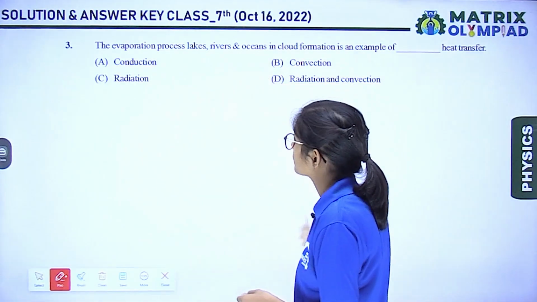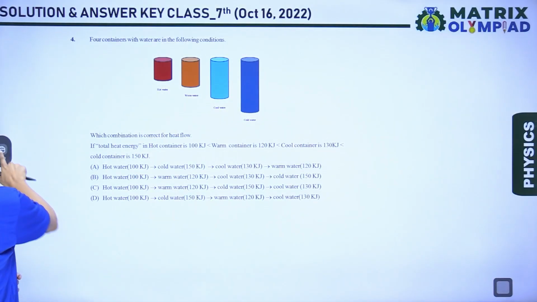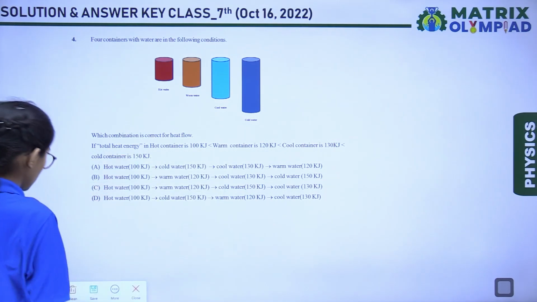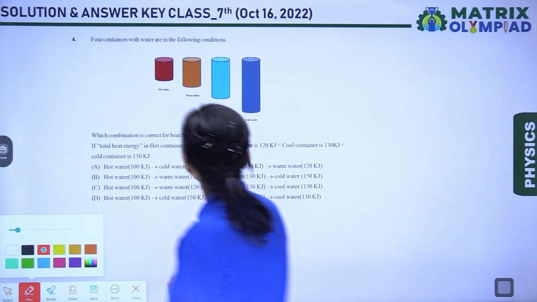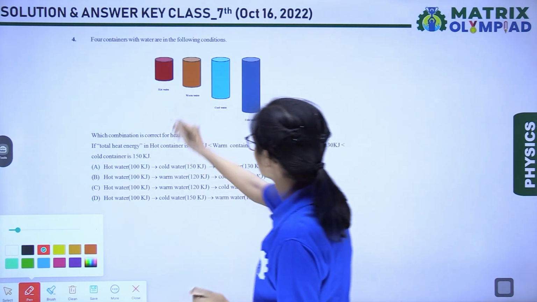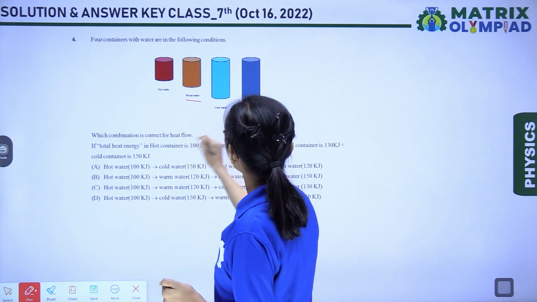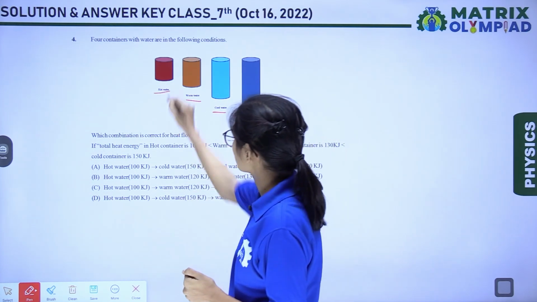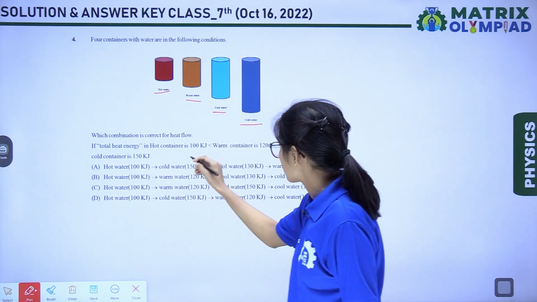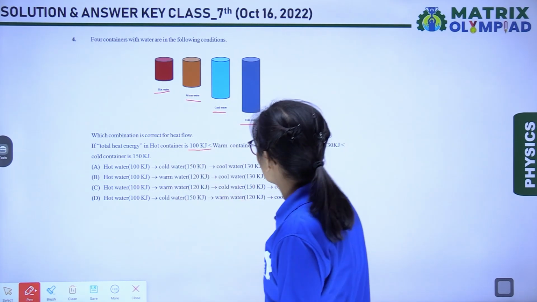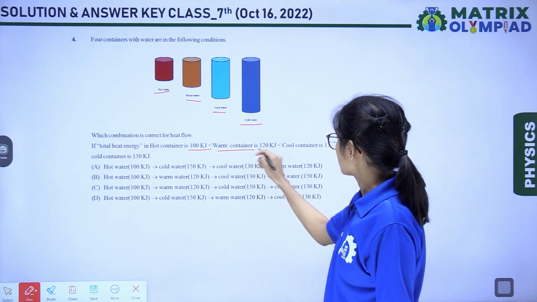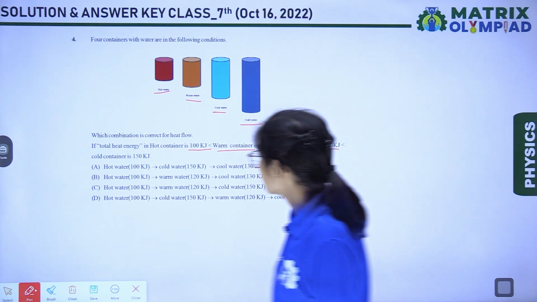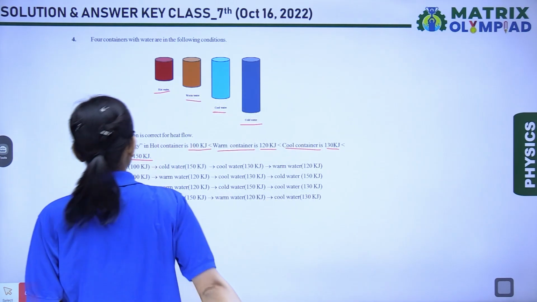Now come to question number 4. In this question, containers are given with different temperatures, and we have to find how the heat energy will flow. There is hot water, warm water, cool water, and cold water. The heat energy these containers have: the hot container has 100 kilojoules, the warm container has 120, the cool one has 130, and the cold container has 150 kilojoules.